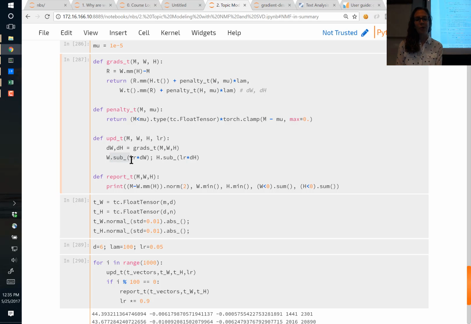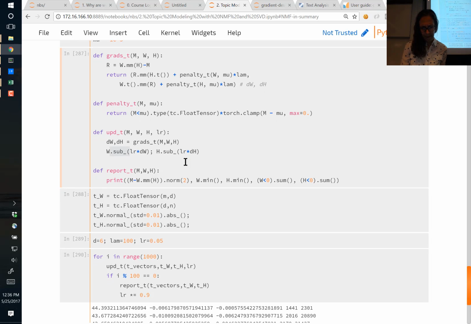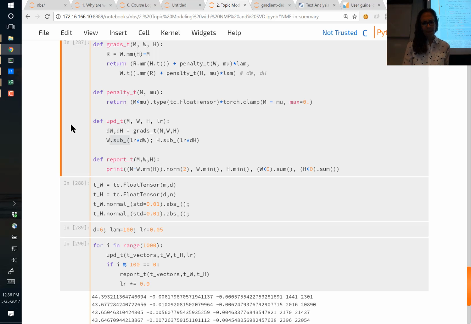Here the .sub_ is subtraction, and it's minus equals subtraction from the original. And you don't have to understand all the syntactic details of PyTorch, but I wanted you to get a general feel for what's going on. So we need to declare our float tensors, and I said this last time, but a float is basically a decimal as opposed to an integer when we talk about data types.